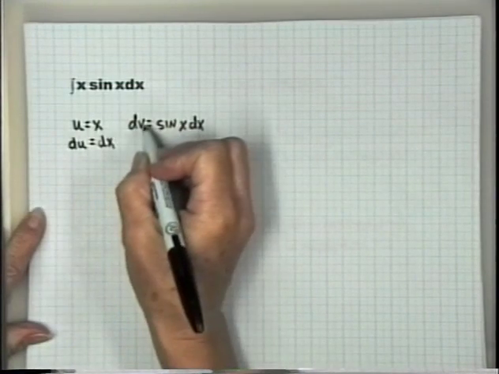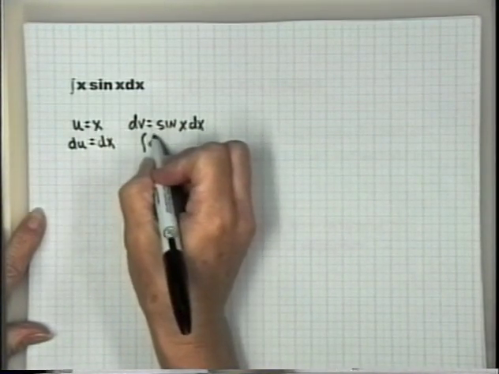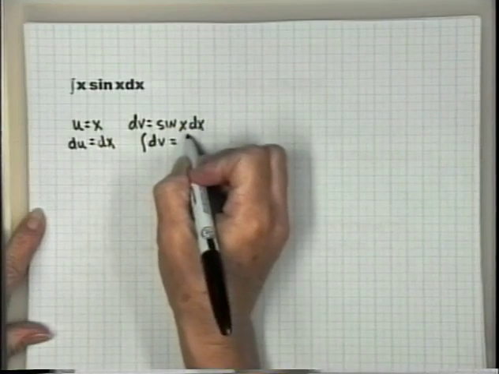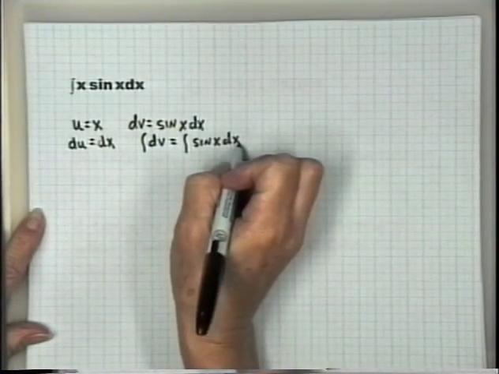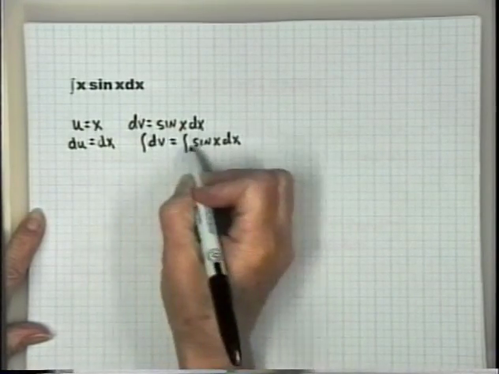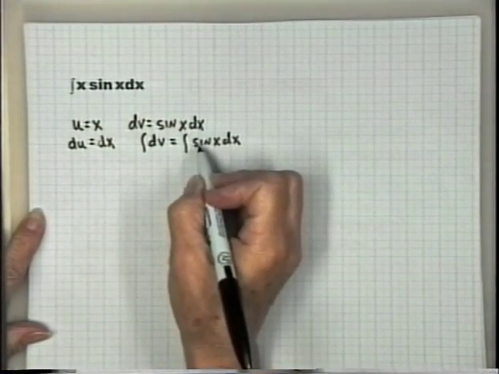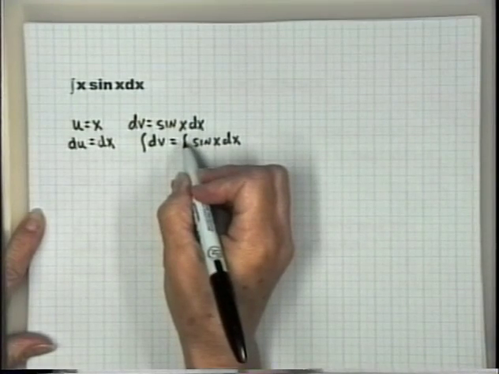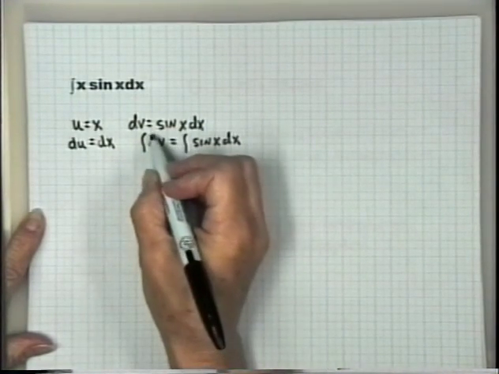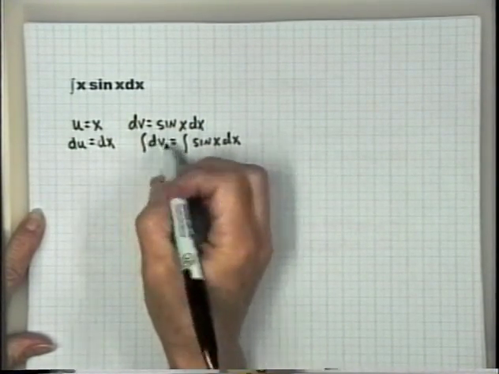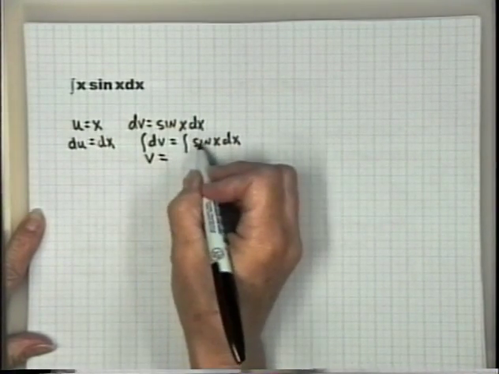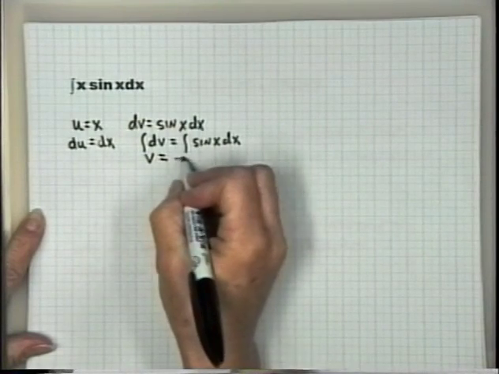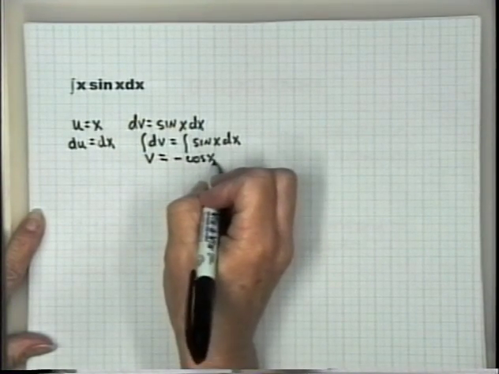The second part is to take this and say the antiderivative of dv will equal the antiderivative of sine x dx. Now I'm going to put this down, the first couple of steps here. Usually I don't write this step, I just think it. But the antiderivative of 1 with respect to v is v. And the antiderivative of sine x dx would be negative cosine x.